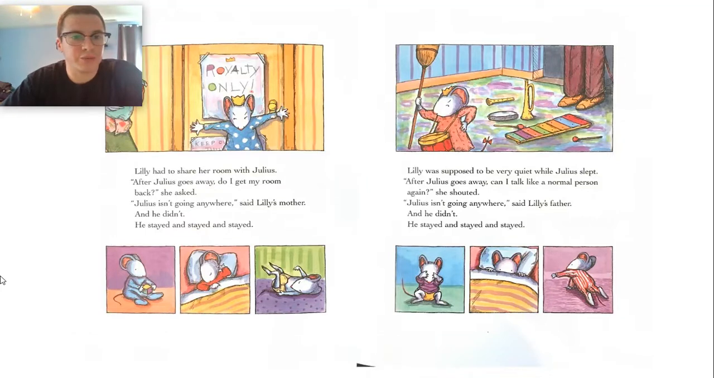Lily had to share her room with Julius. After Julius goes away, do I get my room back? She asked. Julius isn't going anywhere, said Lily's mother. And he didn't. He stayed and stayed and stayed. Lily was supposed to be very quiet while Julius slept. After Julius goes away, can I talk like a normal person again? She shouted. Julius isn't going anywhere, said Lily's father. And he didn't. He stayed and stayed and stayed.